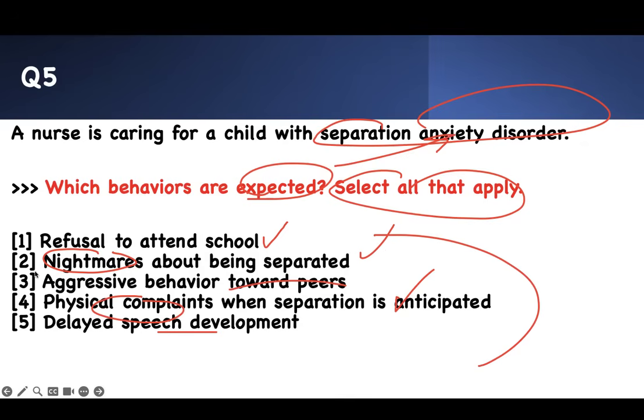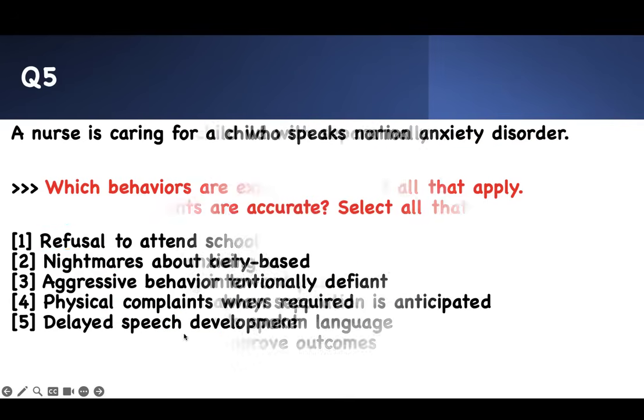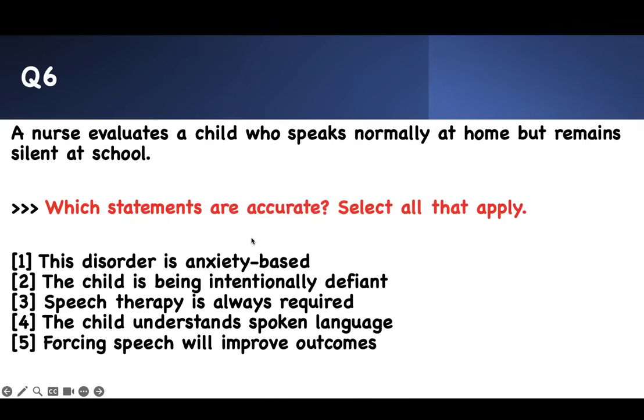Right answer. What is your score? Five questions so far. A nurse evaluates a child who speaks normally at home but remains silent at school. What do you think? What is the diagnosis? Right, selective mutism. Which statements are accurate?